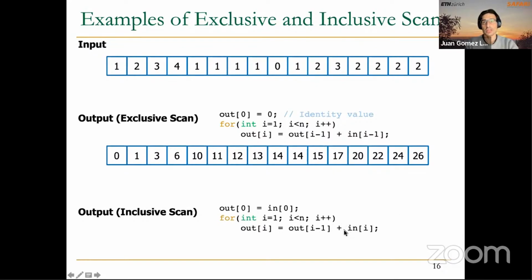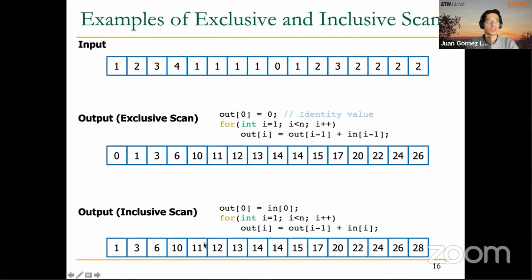So we consider the element in I, and we obtain this output array. In this case, we initialize the first element out0 with the value of in0 of the input array. So we directly write this one in the output element, and then we compute this next element, which is out1, as the result of adding this out0 plus this in1. And this way we obtain all the elements of the output array.